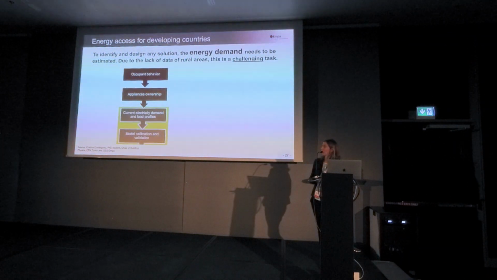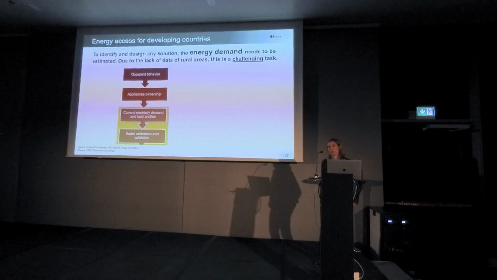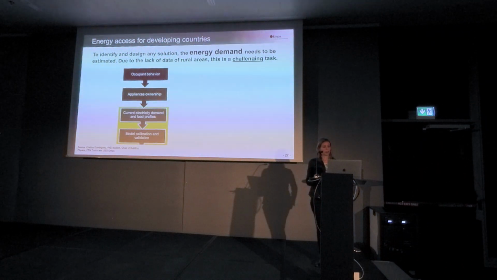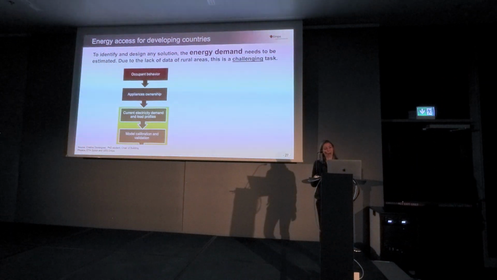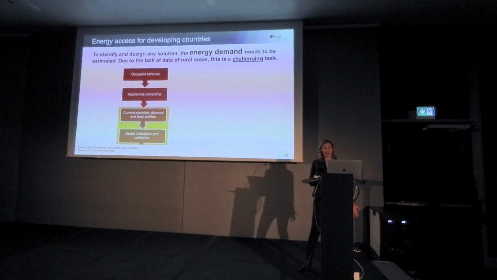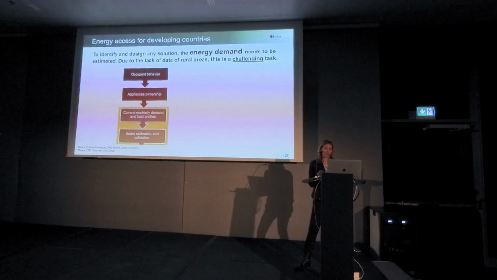That's quite a difficult thing to do because we lack a lot of data. So it's quite a challenging task. And the process which we identified for how that could be tackled is, first we need to know what the occupant behavior is. So how do people behave? What appliances do they actually own, and how does it change if they get electrified? We then produce current electricity demand and load profiles for now and also for the future. And we calibrate this model with measured data.